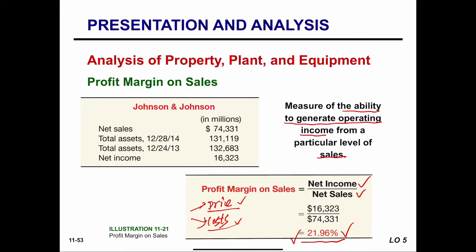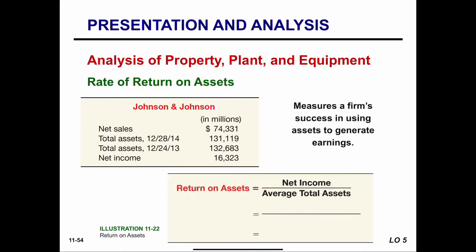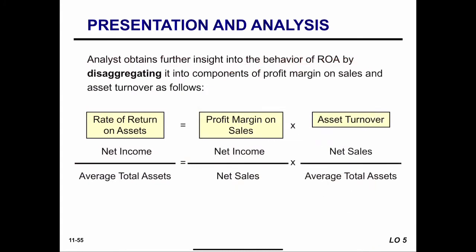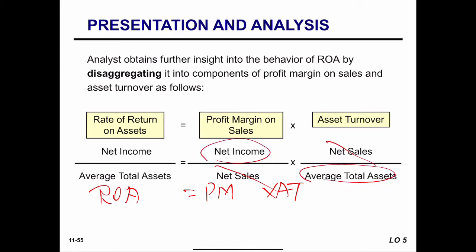Why we introduce these two ratios? Because a very important profitability ratio we call return on assets or ROA. Okay, return on assets is profit divided by total assets. In this case, it is 12.37%. We actually can split ROA into turnover and profit margin. So this is a relation between ROA and profit margin and assets turnover. And net sales can be cancelled, net profit divided by average assets.